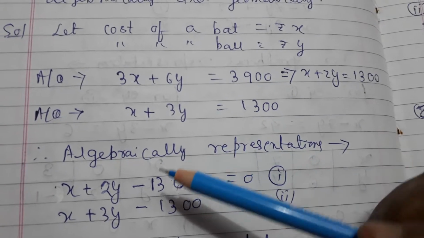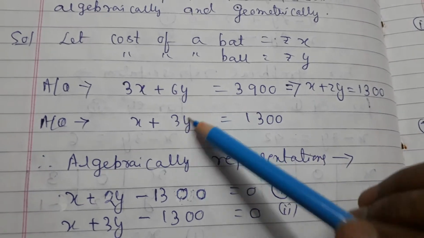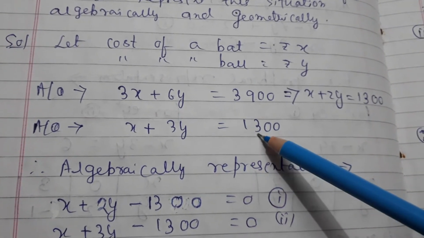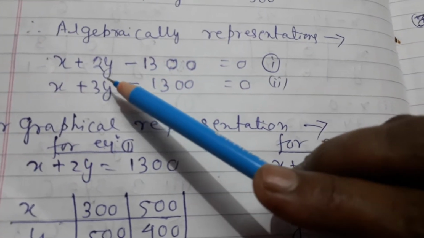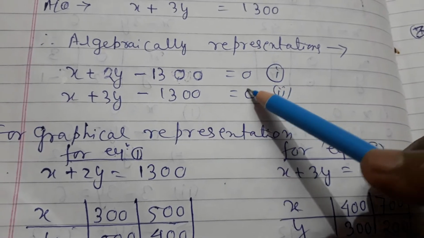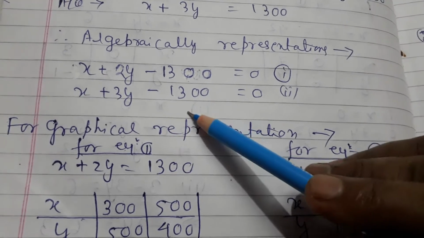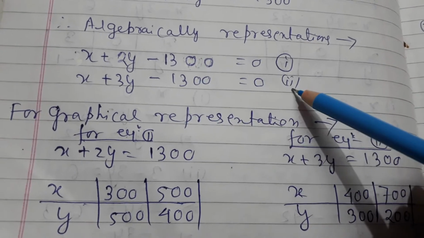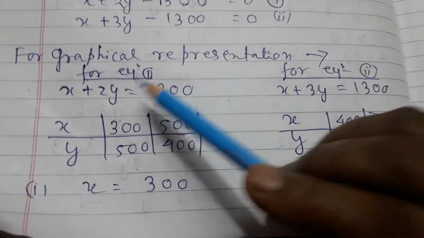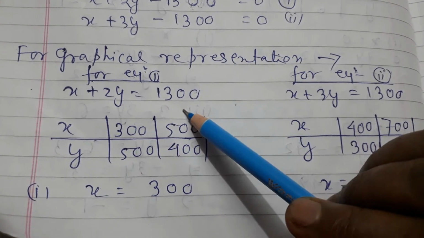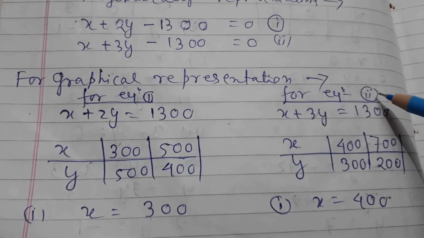Okay. Now the second equation is 1 bat and 3 balls. So x plus 3y equals 1300. Now the algebraic representations are x plus 2y minus 1300 equals 0, this is equation number 1, and x plus 3y minus 1300 equals 0, equation number 2. And for graphical representation, look here: x plus 2y equals 1300 is equation number 1, and x plus 3y equals 1300 is equation number 2.